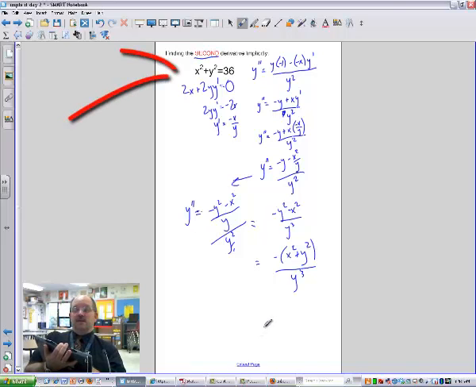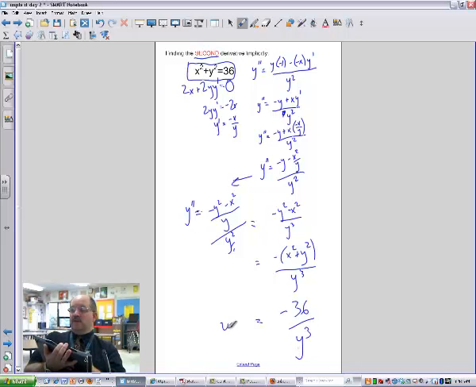I heard somebody say it. I heard several people say it. X squared plus y squared is equal to 36. So, negative 36 over y cubed. That is my second derivative. My first derivative is negative x over y. My second derivative is negative 36 over y cubed.